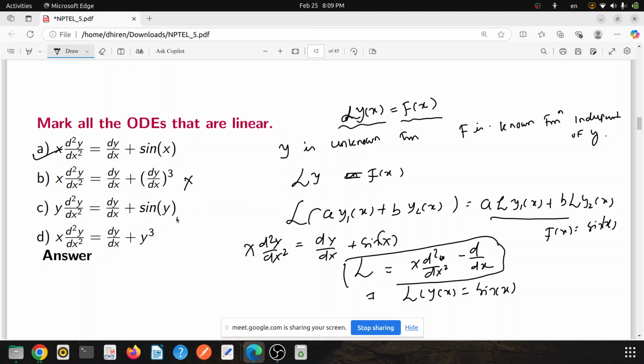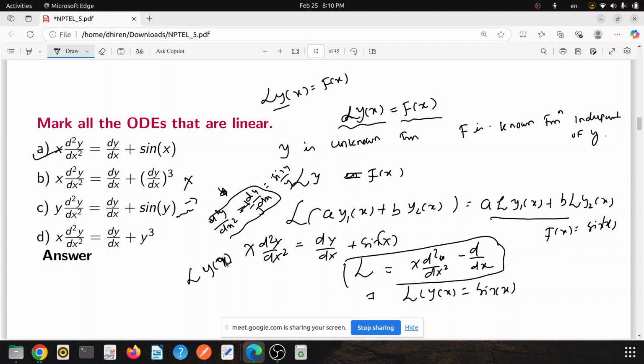Similarly, this is not in the form of an ordinary linear differential equation, because L of y of x should be equal to f of x. So if you write this equation in this form, you will get d square y by dx square equal to minus dy by dx minus sin y by y. So this is some function of y. It is not in the form of f of x, it is in the form of f of y. So this is not a linear ordinary differential equation.